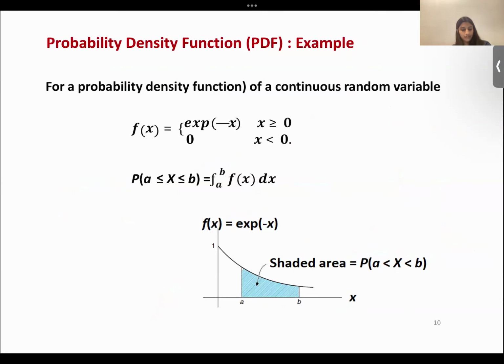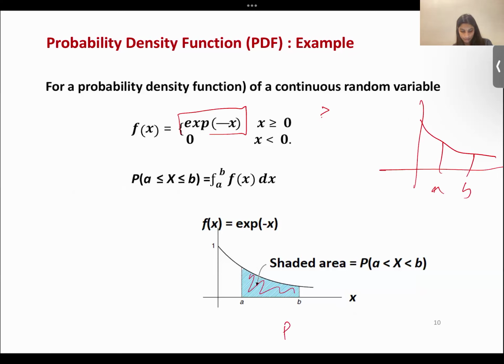So here's one example. They have defined a function f of x is equal to exponential of minus x if x is greater than or equal to 0, and f of x is 0 if x is less than 0. So when you plot this on a graph, it will look like a curve like this. And here you want to calculate the area between A and B. So you just want to calculate the shaded area here. So what do you do? You calculate the probability like the function at B minus the function at A. That would give you this shaded area.